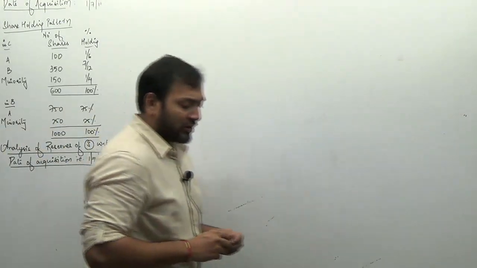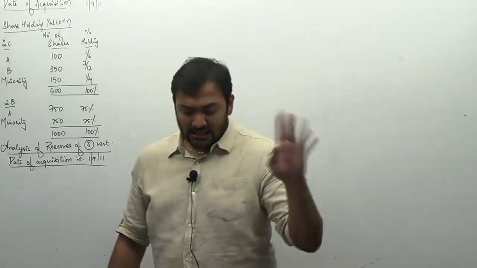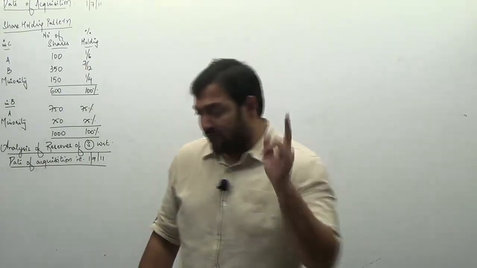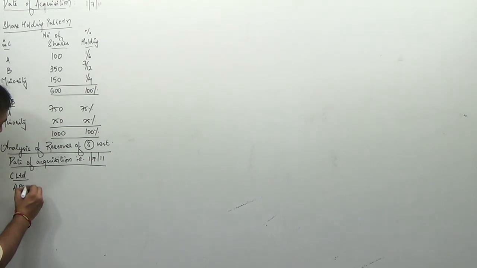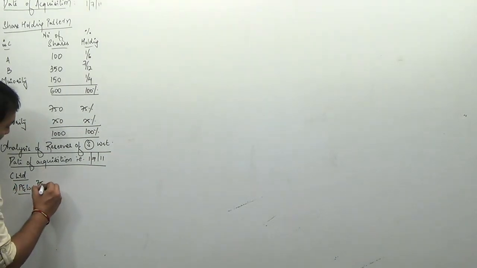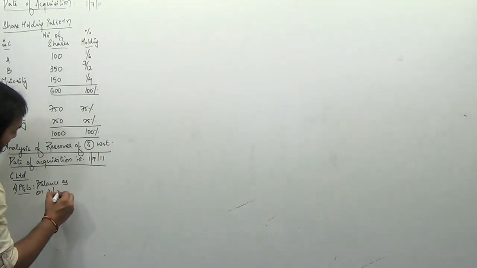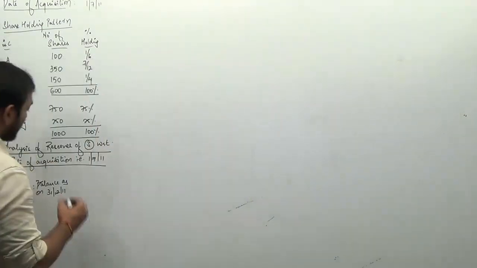Analysis with respect to date of acquisition, that is 1-7-2011. I'll start with the indirect subsidiary first, that is C Limited. I don't have to touch reserve because there is no adjustment to reserve. The adjustment is there only with the P&L. Balance sheet date balance of C Limited P&L is 25,000.